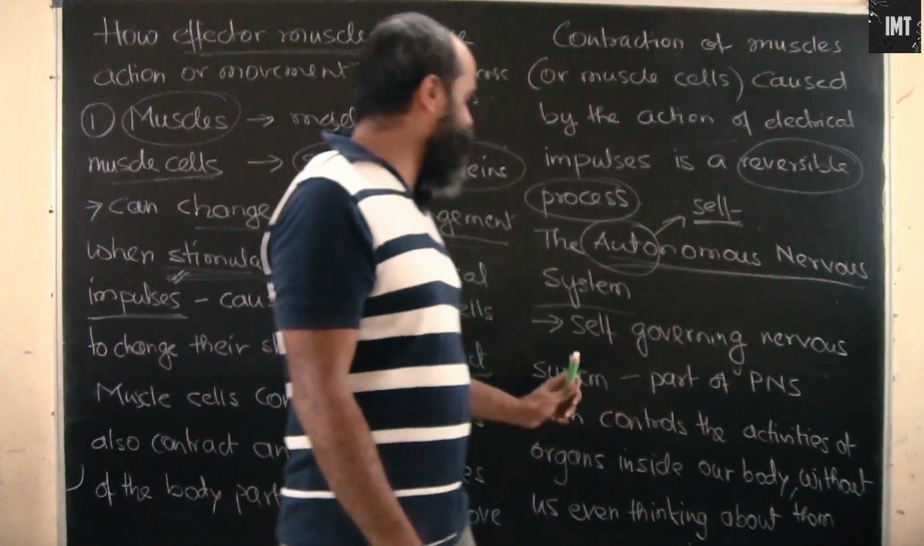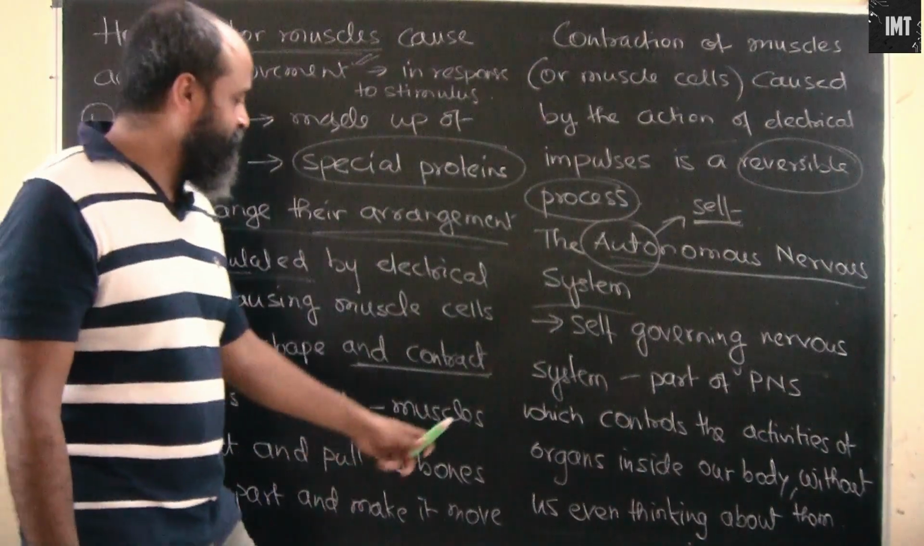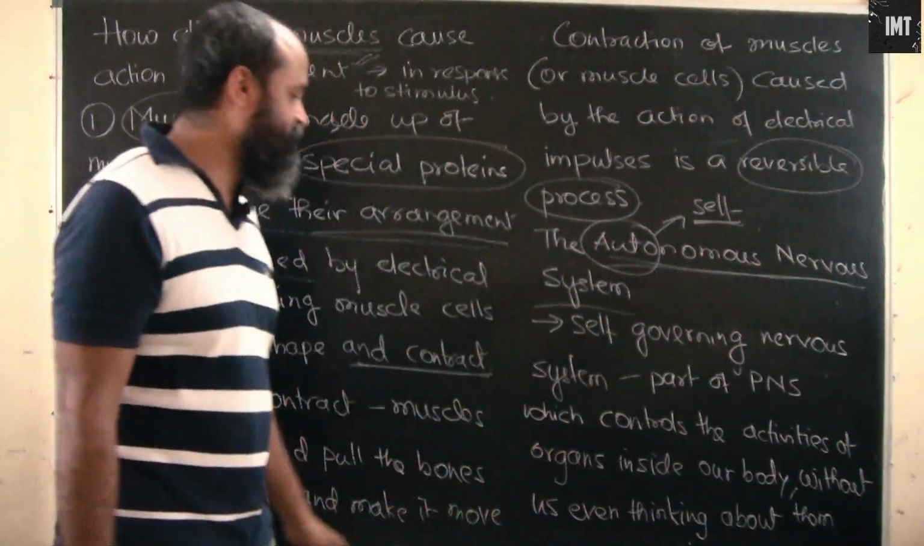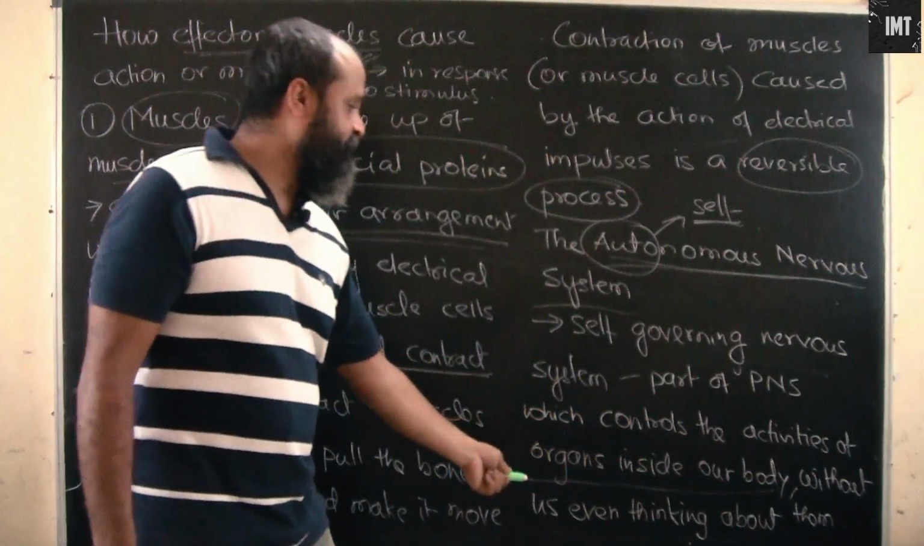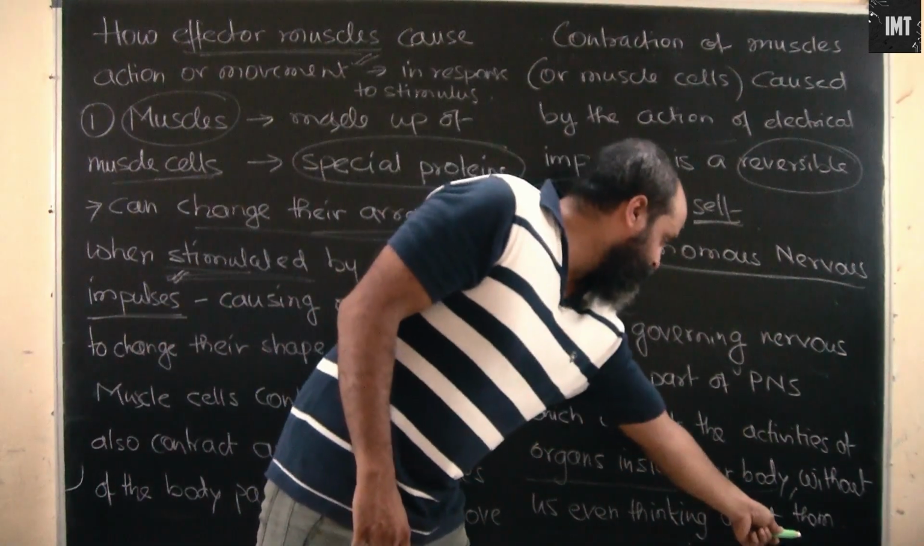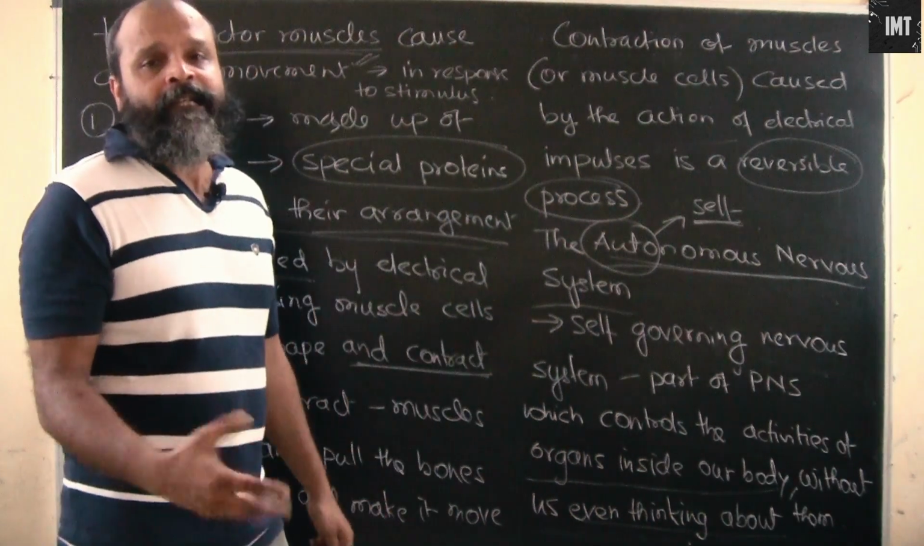So self-governing nervous system, it is a part of the peripheral nervous system which controls the activities of the organs inside our body without us even thinking about them.